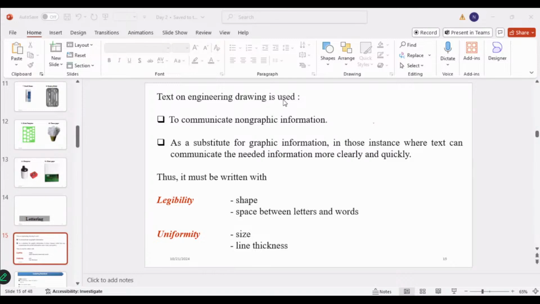Lettering, the text on an engineering drawing, is used to communicate non-graphic information, especially the dimensions. අපිට අඳින්න බැරි information අපි ලියලා පෙන්නන්න ඕනේ. It is used as a substitute for graphic information in those instances where the text can communicate the needed information more clearly and quickly. So the main purpose of the engineering drawing is to communicate the information more clearly and quickly, right?